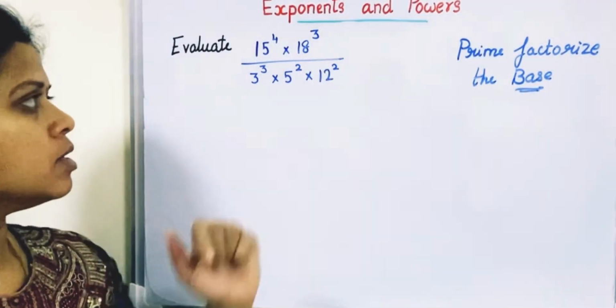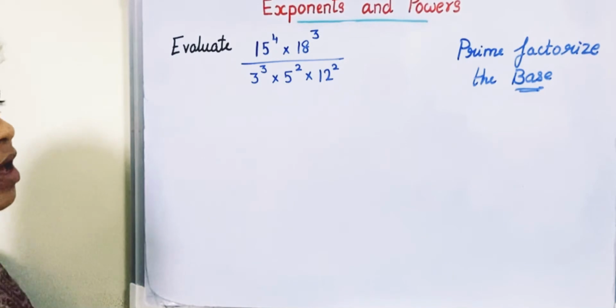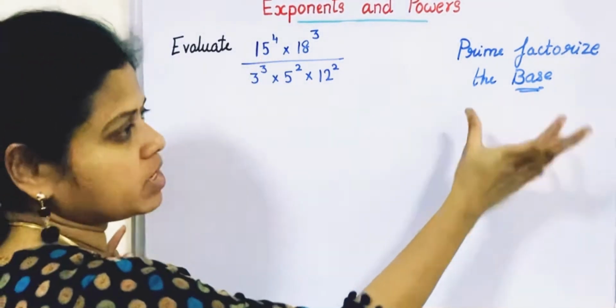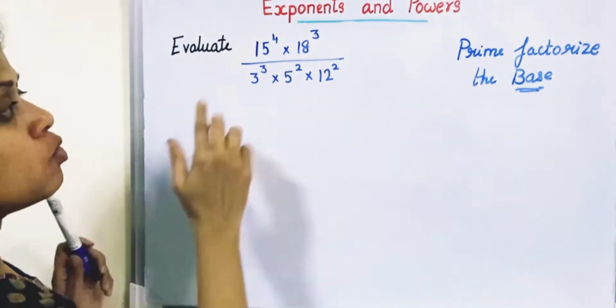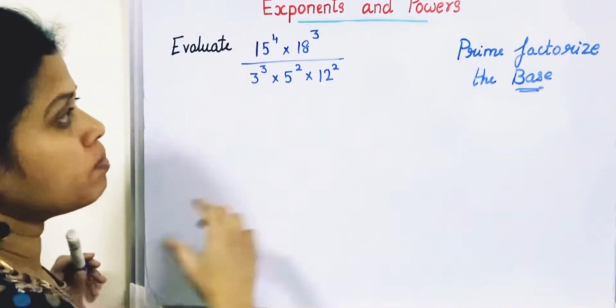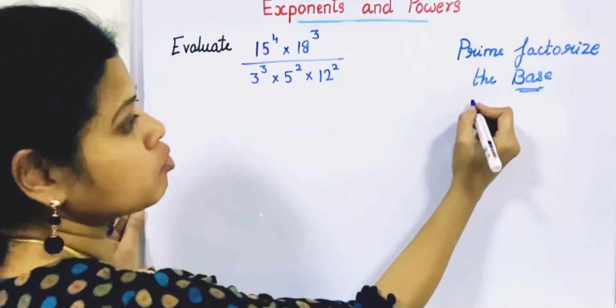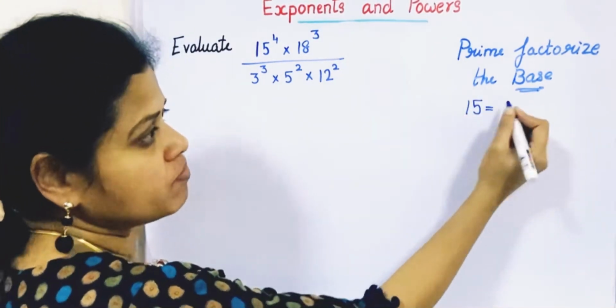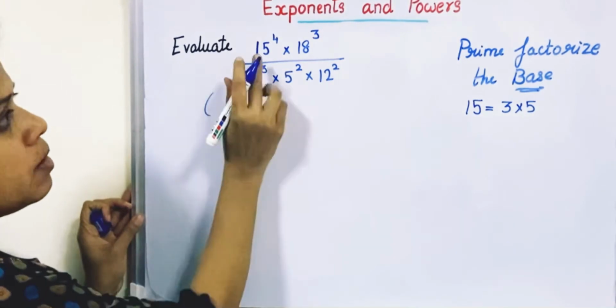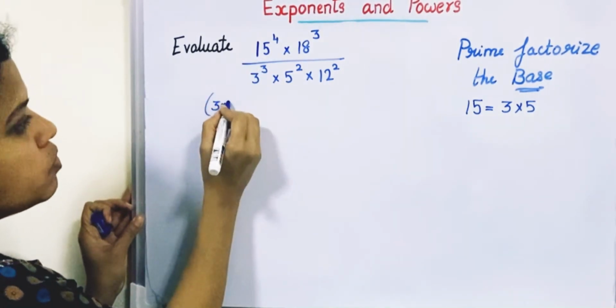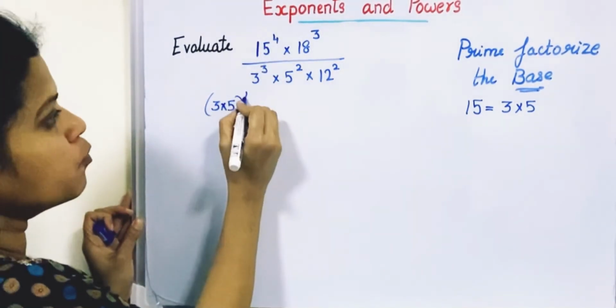Evaluate this one. To find the answer, take the base and do prime factorization. Here, take the base which is not prime. 15 is not prime, so do prime factorization. 15 is 3 into 5. So here you have to write the base 15 as 3 into 5, and the exponent is 4.